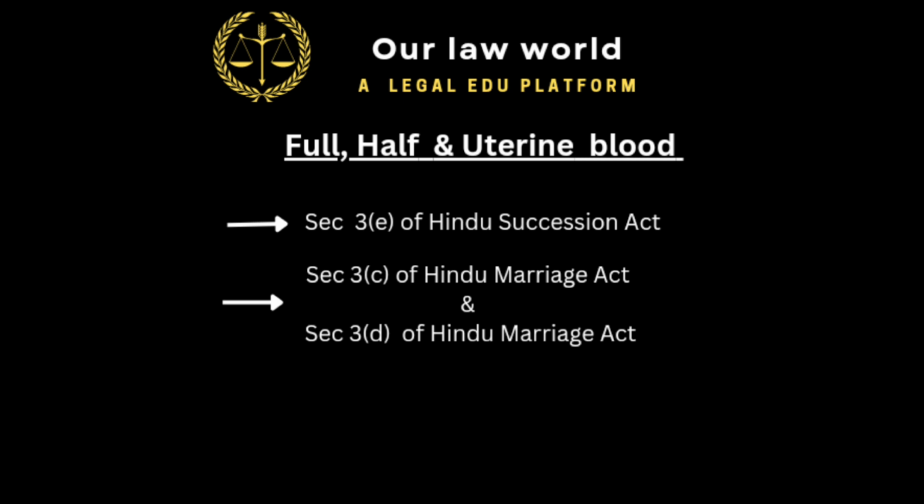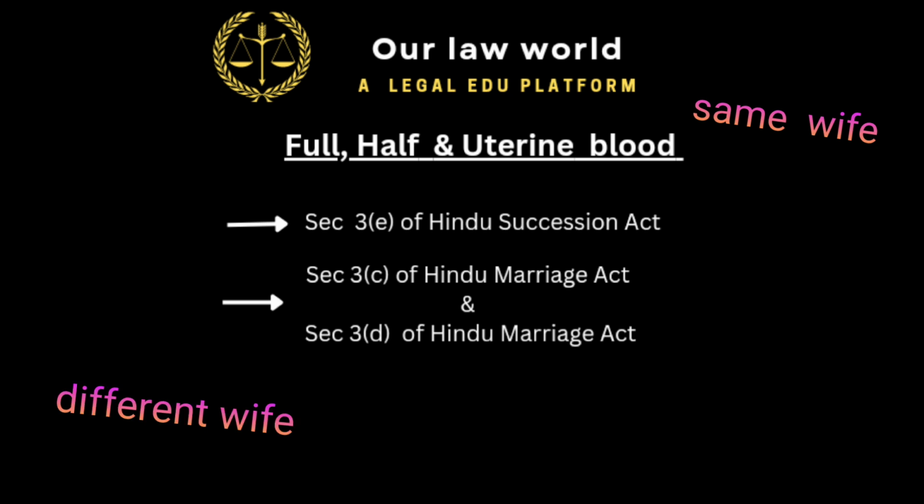The next term is about full blood, half blood, and uterine blood. These terms are observed in the Hindu Succession Act and Hindu Marriage Act. Full blood, half blood, and uterine blood are explained under Section 3 of Subclause E of the Hindu Succession Act. Full and half blood are explained under Section 3 of Subclause C of the Hindu Marriage Act, and uterine blood is explained under Section 3 of Subclause D of the Hindu Marriage Act. They are related by full blood if they are common descendants of the same wife, half blood if of a different wife, and uterine blood if of different husbands.